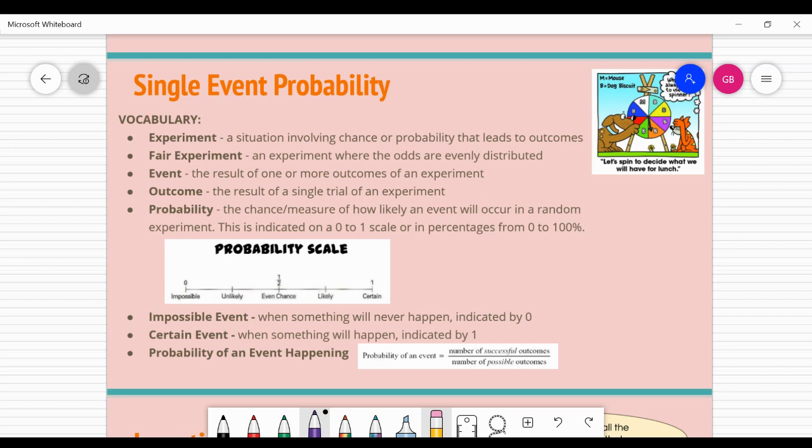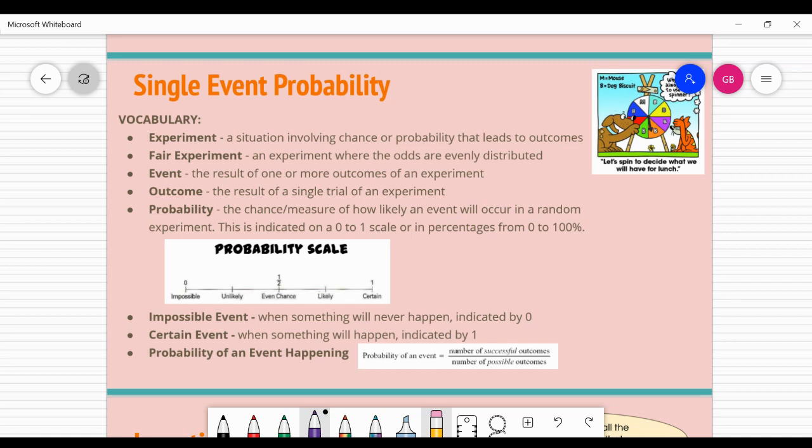Probability is the chance or measure of how likely an event will occur in a random experiment. This is indicated on a 0 to 1 scale or in percentages from 0 to 100%. 0 would be impossible. Half would be even chance. So you guys probably heard 50-50 chance a lot. That's 50%, 50%. And then 1 would be certain.